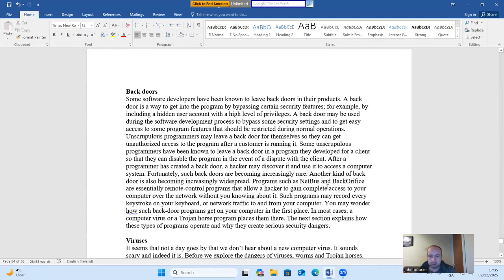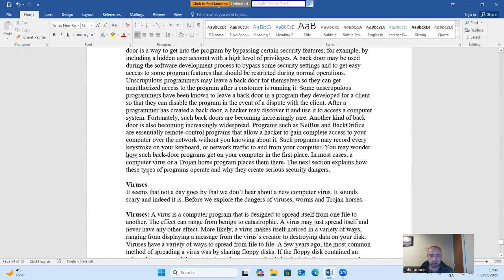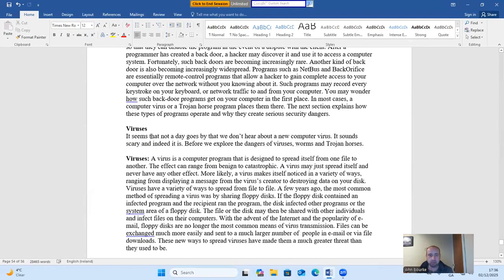Programs such as NetBus or BackOffice are essentially remote control programs that allow a hacker to gain complete access to your computer over the network without you knowing about it. Such programs may record every keystroke on your keyboard or network traffic to and from your computer. You may wonder how such backdoor programs get on your computer in the first place. In most cases, a computer virus or a Trojan horse places them there. The next section explains how these types of programs operate and why they create serious security dangers.